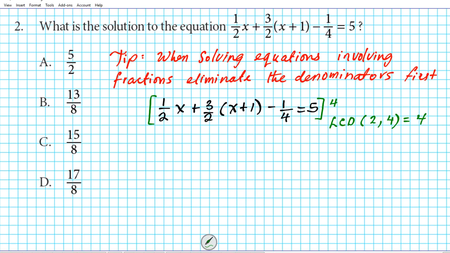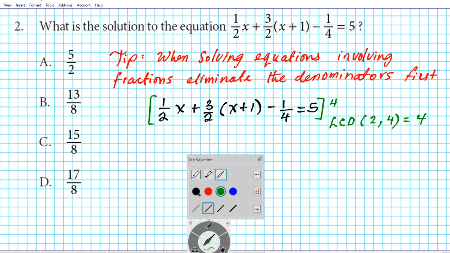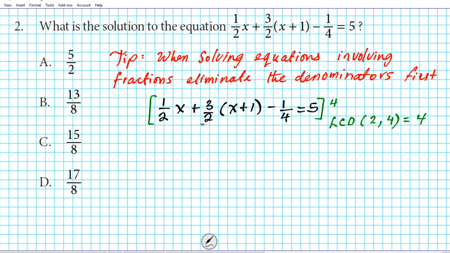If we multiply the equation by 4, let me show you the steps so no one gets confused. You're distributing 4 to every single component of this equation. So 4 goes to the 1/2. That gives you 4 over 2 x, plus 4 times 3 gives you 12 over 2. So 3/2 times (x plus 1) is considered to be one term, so you only multiply the coefficient by 4. Minus 4 times 1/4, 4 over 4, equals 20.